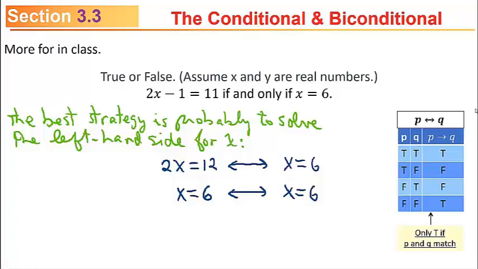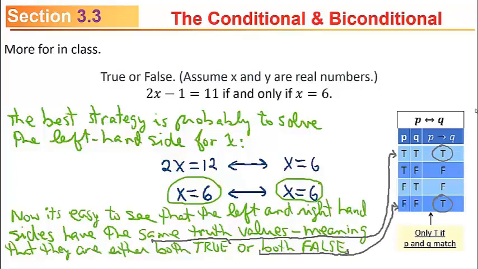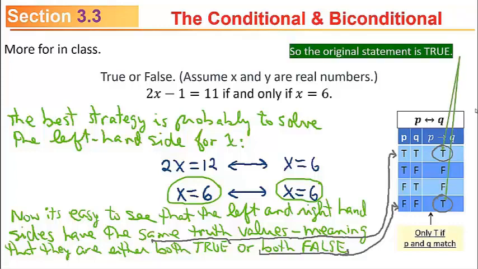Now, obviously, they're going to match, right? Because you've got the exact same thing on both sides, so how can they not match? It's easy to see that those left and right-hand sides are going to match all the time. If x is equal to 6 on the left, it'll be equal to 6 on the right. If it's not equal to 6 on the left, it will not be equal to 6 on the right. So they will match each time. Even though there's a variable in there, I can see that the left and right-hand sides will match no matter what the value of x is. So the original statement is definitely true.